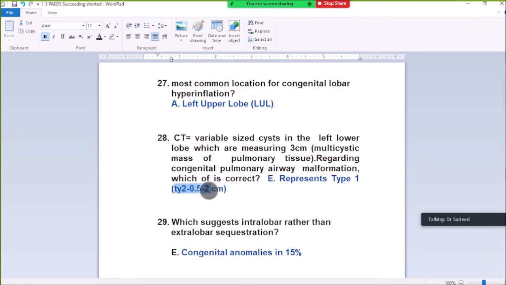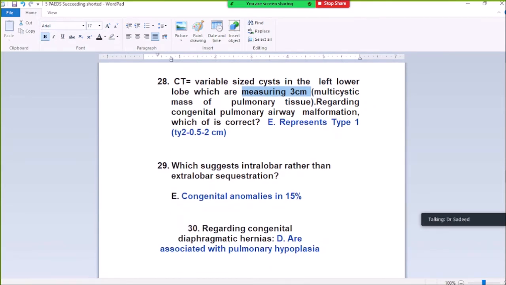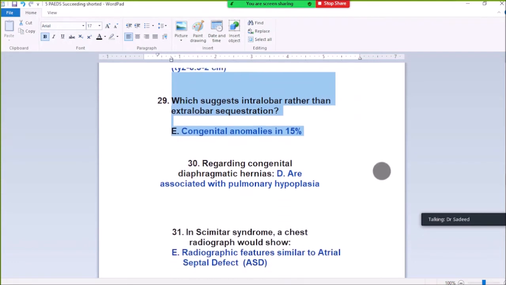In type 2 congenital pulmonary airway malformation, CPAM, the cysts are 0.5 to 2 cm, but type 1 shows cysts up to 3 cm. A 3 cm cyst in CPAM is type 1; a 0.5 to 2 cm cyst is type 2. 29. Which suggests intralobar rather than extralobar sequestration? Congenital anomalies occur in 15% in intralobar and are more common in extralobar, I think about 25% in extralobar.